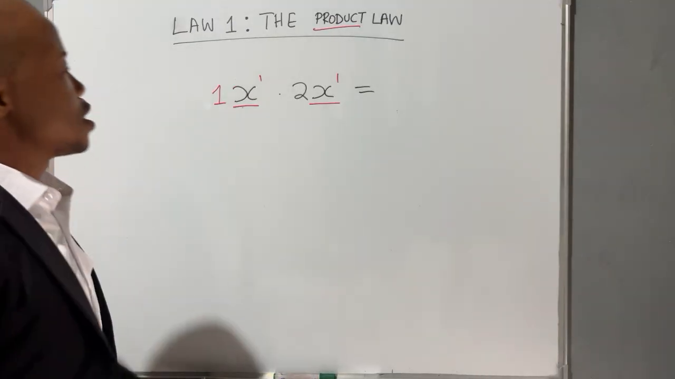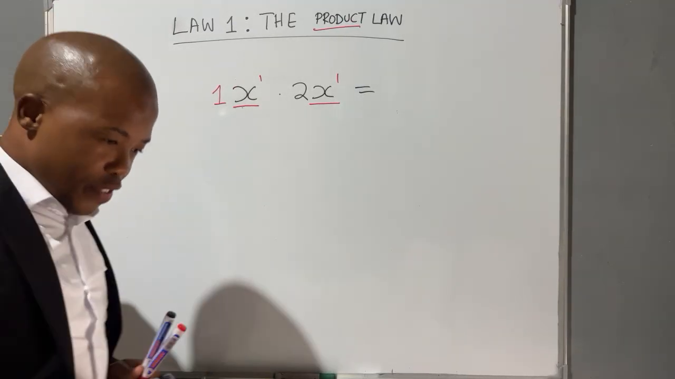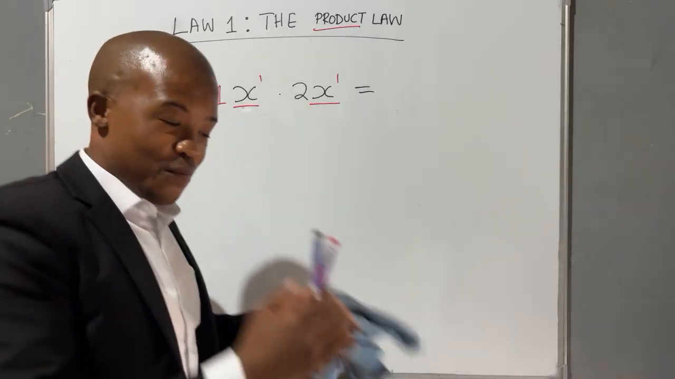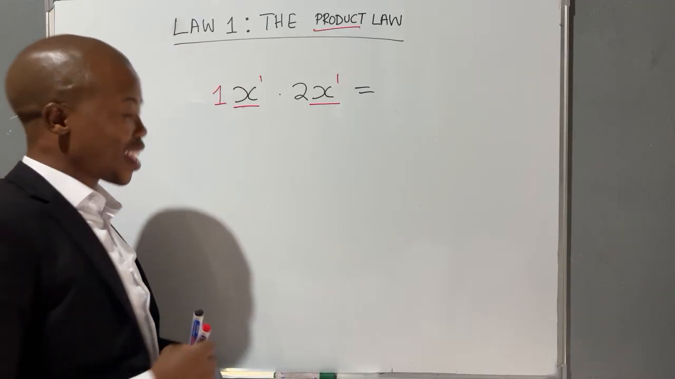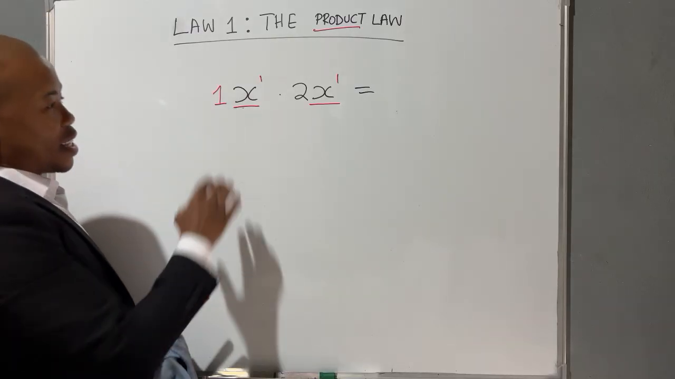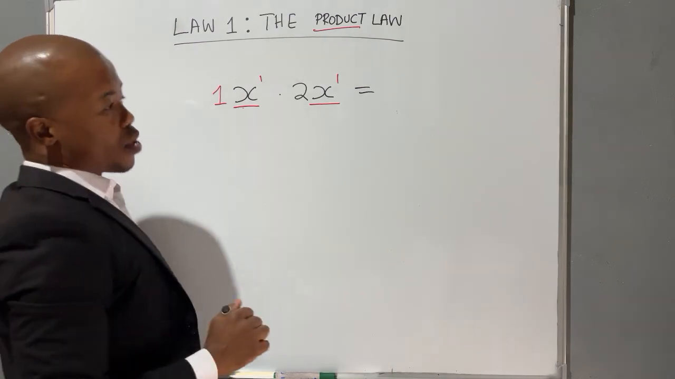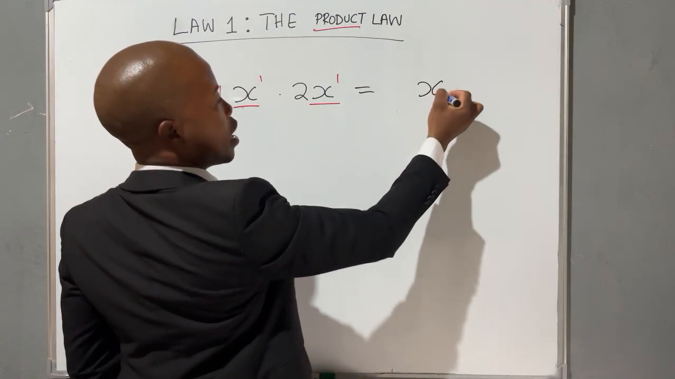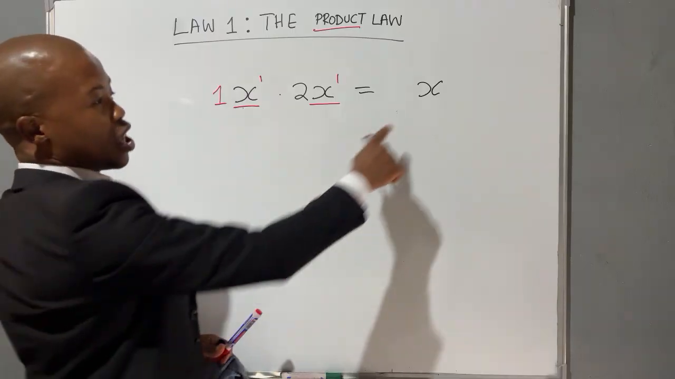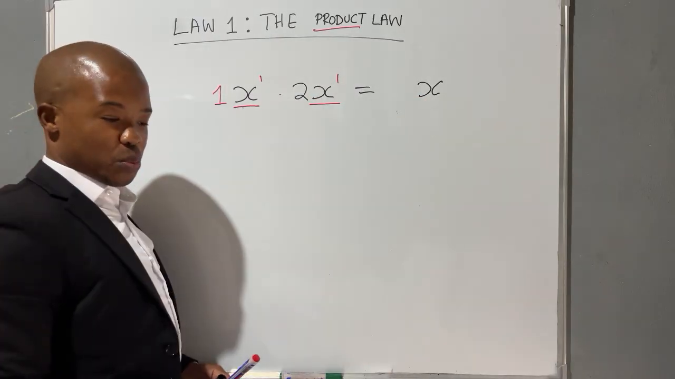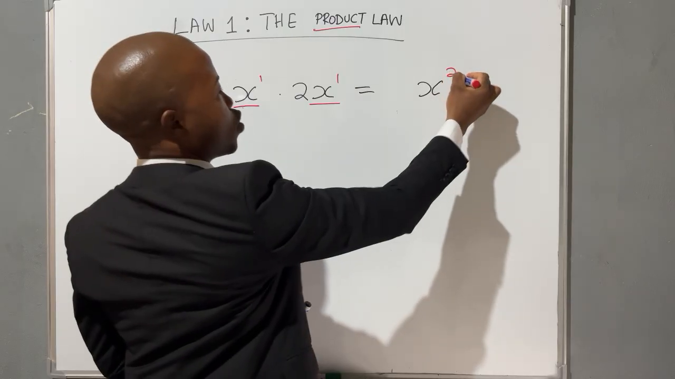What do you do in this case? You multiply a coefficient with a coefficient, a variable with a variable. Are we together? In this case, let's start with variables first. We know that using the product law, we keep the base and add the exponents, right? In this case, we're going to have the exponent 2.